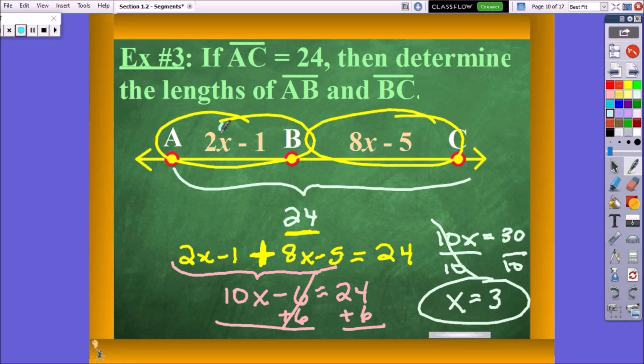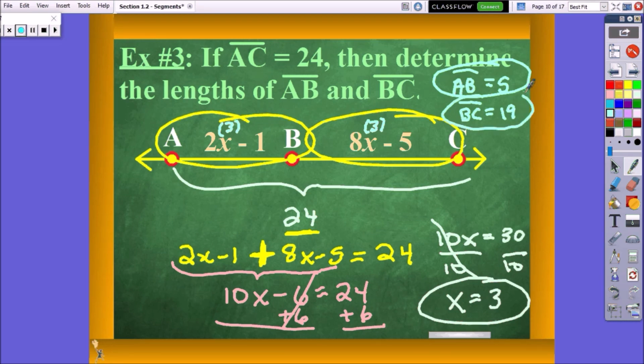So if I plugged 3 into x here, I have 2 times 3, 6 minus 1. So segment AB is equal to 5. And then if I plug 3 into BC's x, 8 times 3 is 24. 24 minus 5 would give us a length of 19.